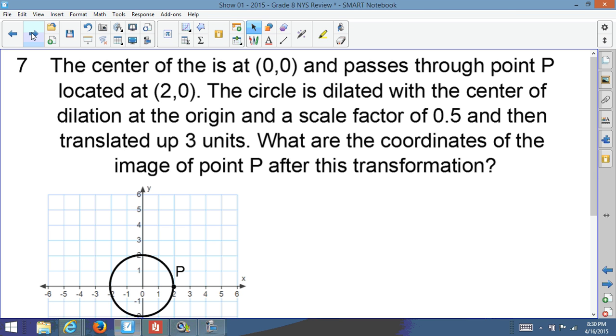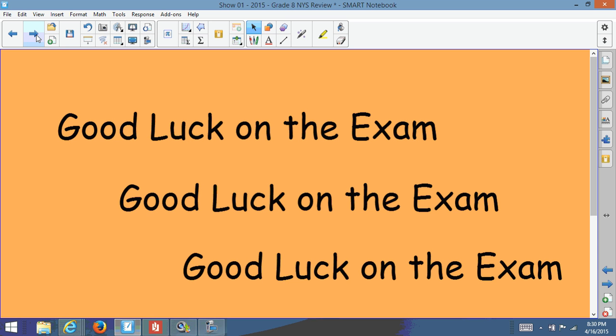Here's where we're going to pick up. Next time we have the center of a circle, and they're dealing with dilation and translation. So we've got a nice combination going on there. So we'll talk about that next time.